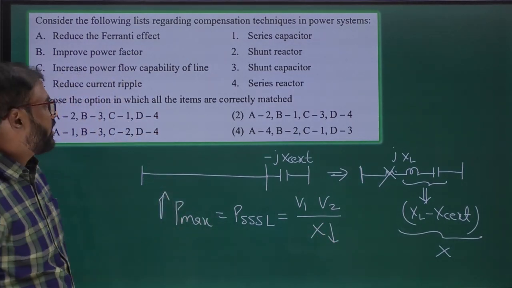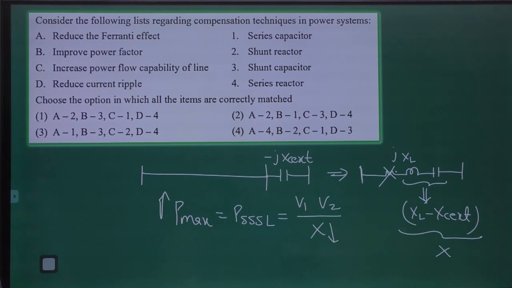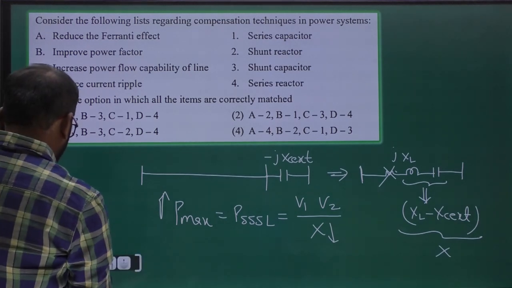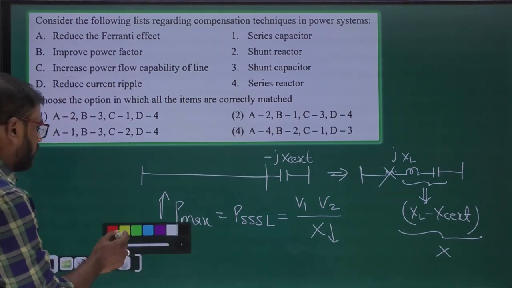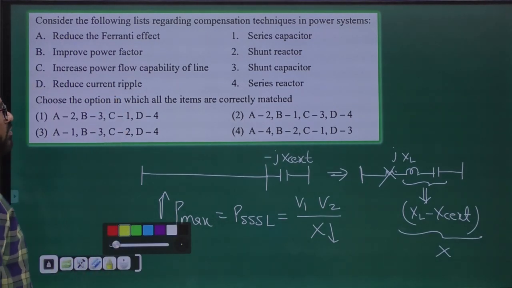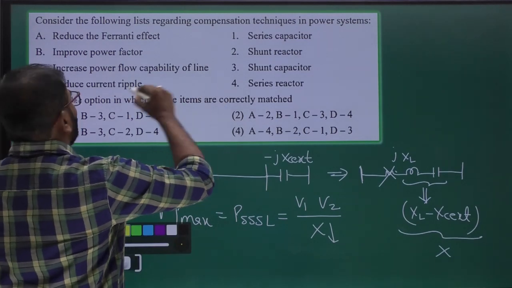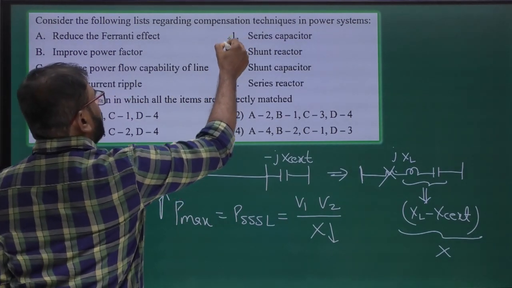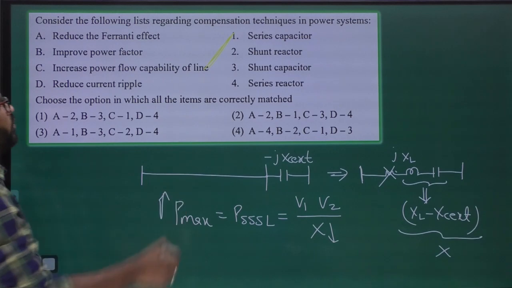That's why the unique importance of the series capacitor, if you notice, is just to improve the stability and to increase the power flow capacity of the line. That's the beauty of the series capacitor. So that means C is matching with 1.